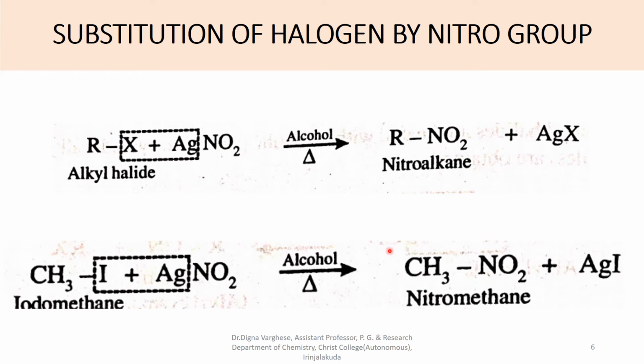Here you can see methyl iodide reacts with alcoholic silver nitrite. Silver iodide is eliminated, and in place of iodine, the nitro group is substituted, forming nitromethane. So it is the formation of nitroalkane by the action of alcoholic silver nitrite on alkyl halide.